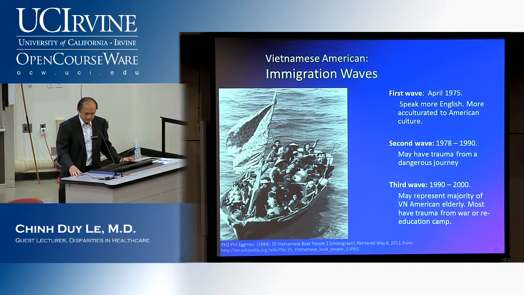The third wave happened between 1990 and 2000. Under a program sponsored by America, the humanitarian program, to sponsor only former South Vietnam Army who had to go to the communist camp for re-education. And after they were released from the camp, the HO program sponsored them to America. So that created a big wave, and probably this is the biggest wave. And probably most Vietnamese seniors now belong to the last wave of immigrants.